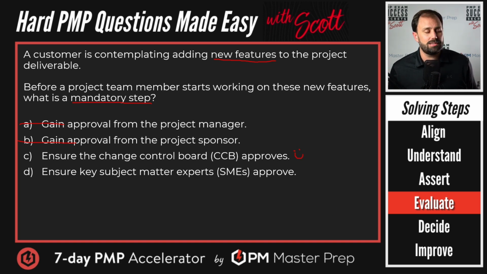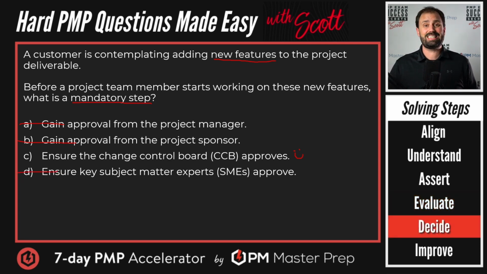And then let's go to D. Maybe it's super fantastic. Ensure key subject matter experts approve. Wouldn't you want to know that the people that know like it? Sure, you want their opinion to get it framed up, but in reality, if they like it and the change control doesn't like it, we're not doing it. All right. So hard decisions are made by the change control board. That's what we're saying.